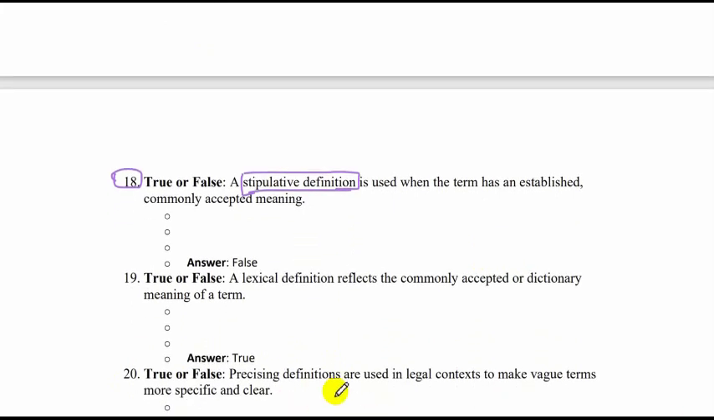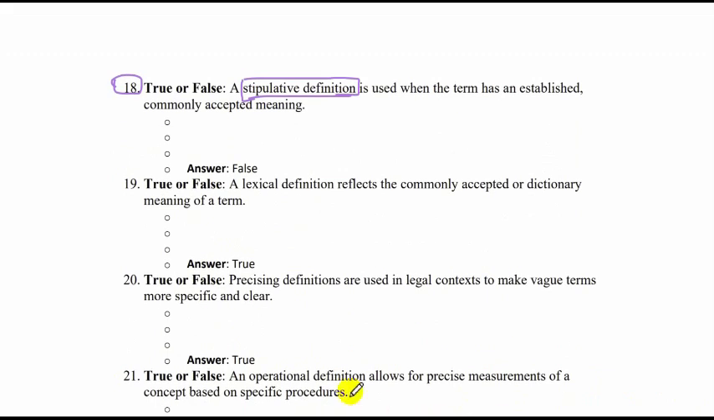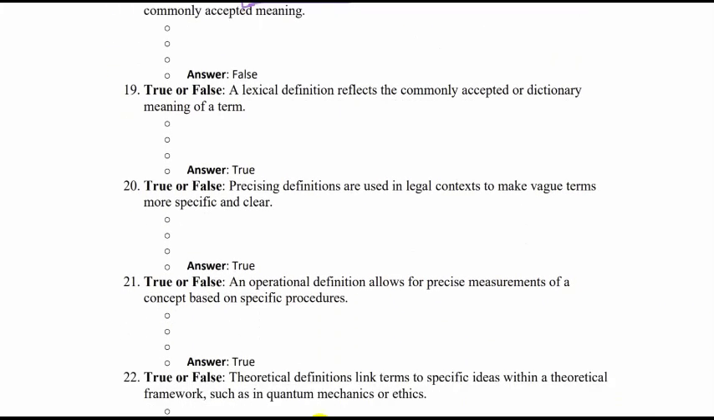Precising definitions are used in legal context to make vague terms more specific and clear. True. An operational definition allows for precise measurement of a concept based on specific procedures. True. Theoretical definitions link terms to specific ideas within a theoretical framework, such as in quantum mechanics or ethics. True.